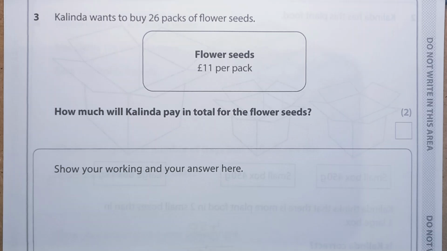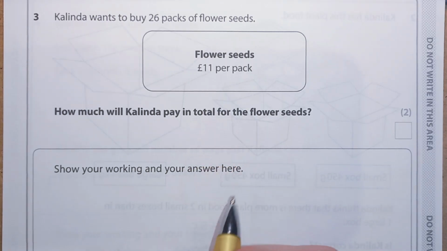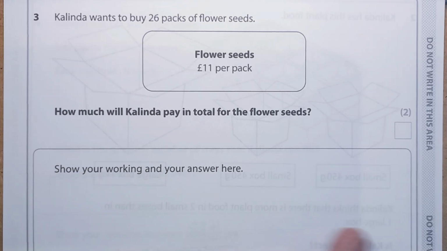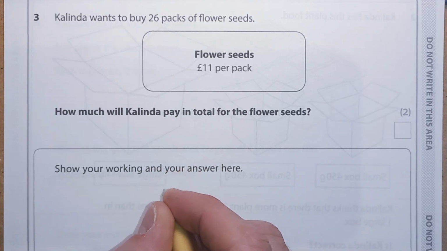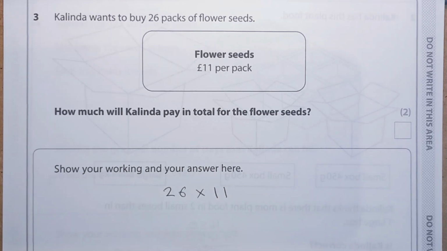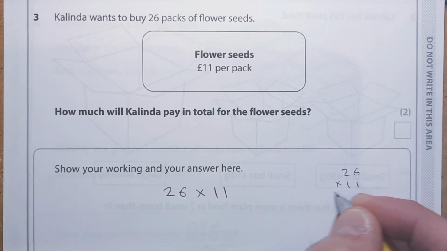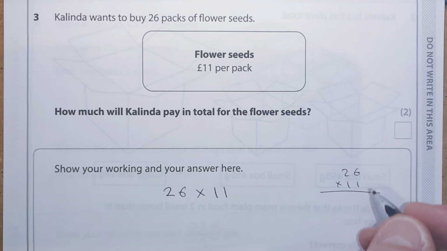Question 3. Kalinda wants to buy 26 packs of flower seeds. And we've got flower seeds are £11 per pack. How much will Kalinda pay in total for the flower seeds? Show your working and your answer here. So what we want is, well, we want 26 lots of 11. Okay, now we could do this as multiplication. We could do 26 times 11 and do it this way. In fact, I will, and we'll see what we get.